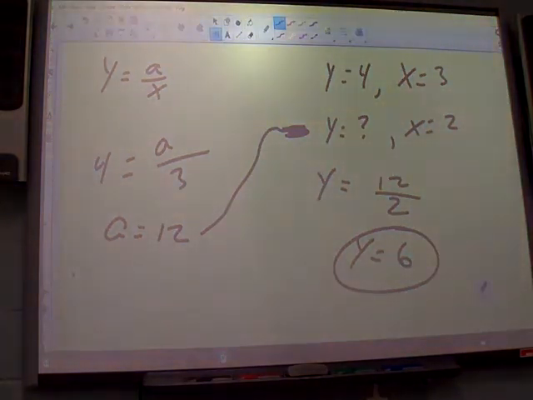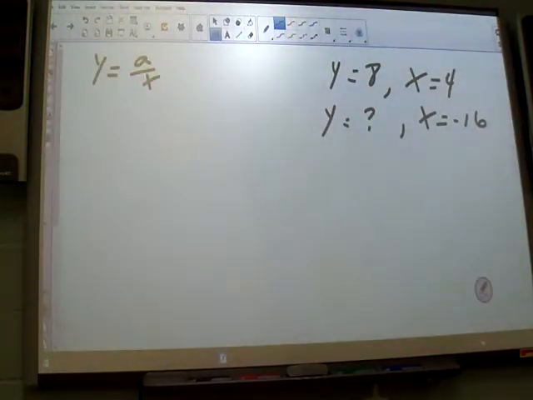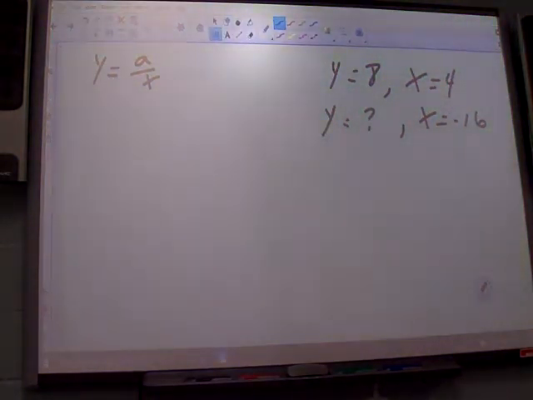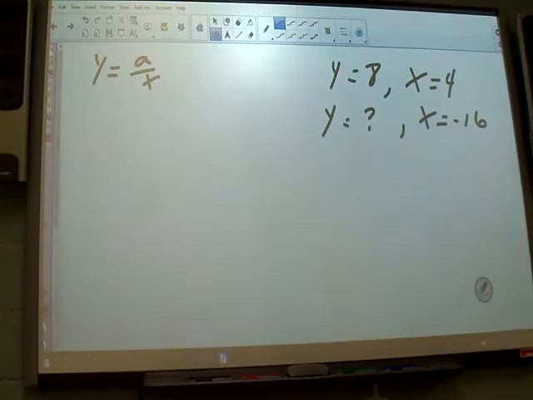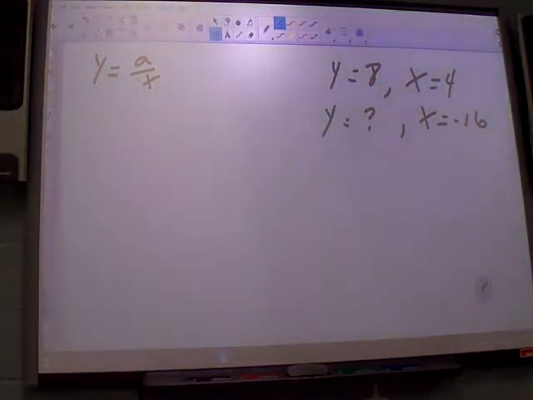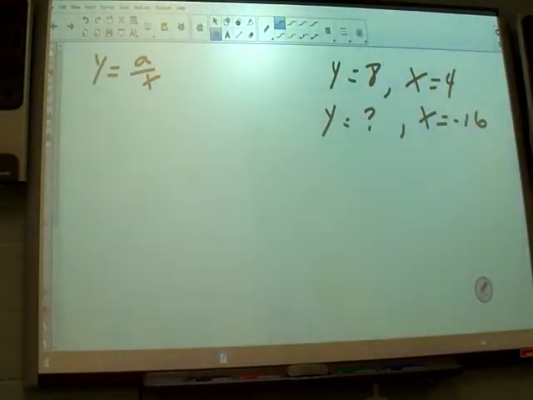Alright, here's the one you were working on. Finish that up if you don't already have it. Is that negative 16? Yes, negative 16.